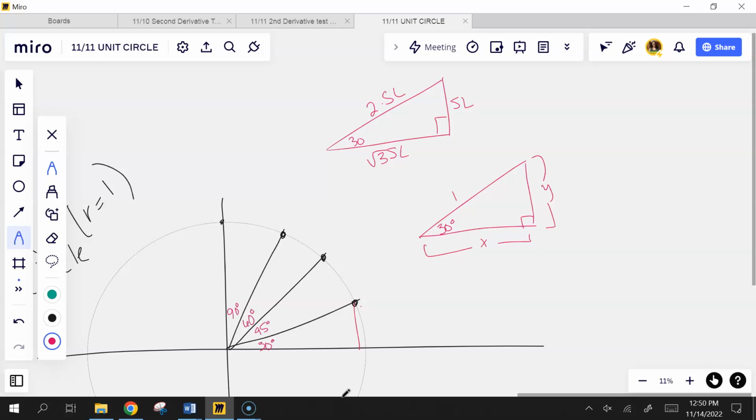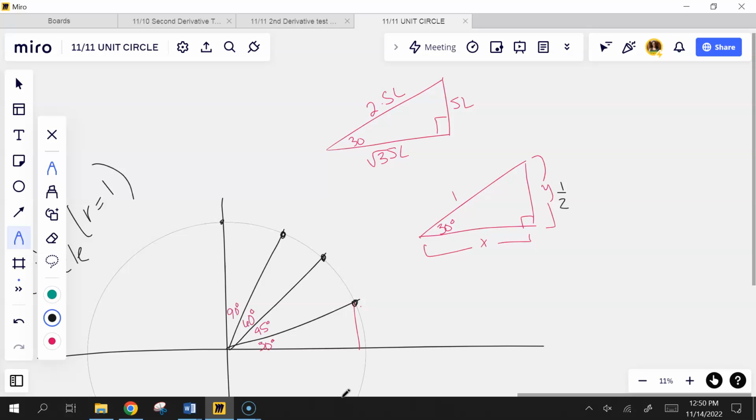But we don't have the short leg, so we're going to have to go backwards on it a little bit. The hypotenuse is 1, which is 2 times the short leg. So how do I get back to the short leg? Divide it by 2, right? So this has got to be 1/2. Do we agree?